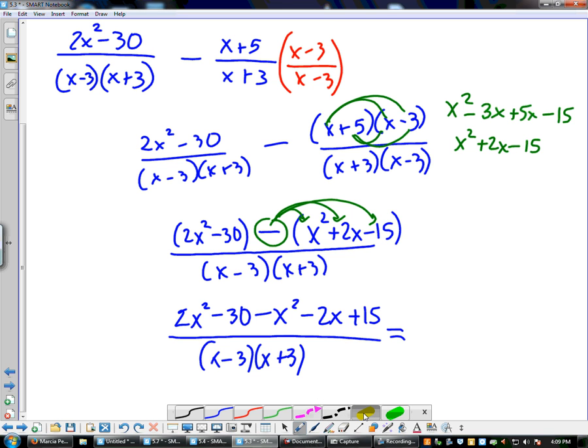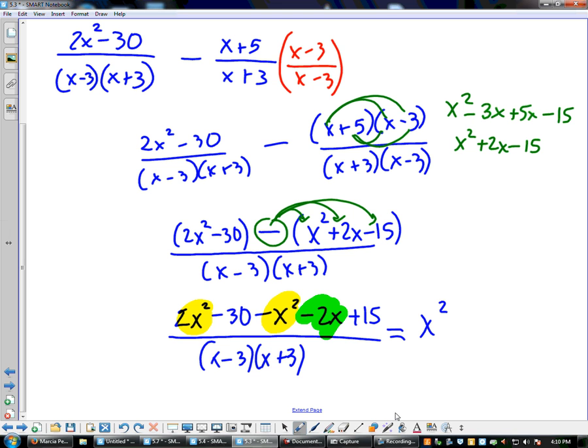So my final answer for this one will be combining like terms here. Again, I see I have an x squared term here and an x squared term here. So that will give me 1x squared. If I take a look at my x's, there was only one of them, so minus 2x, and then combining my constants, I'll have a minus 15. All of this will be over x minus 3, x plus 3.